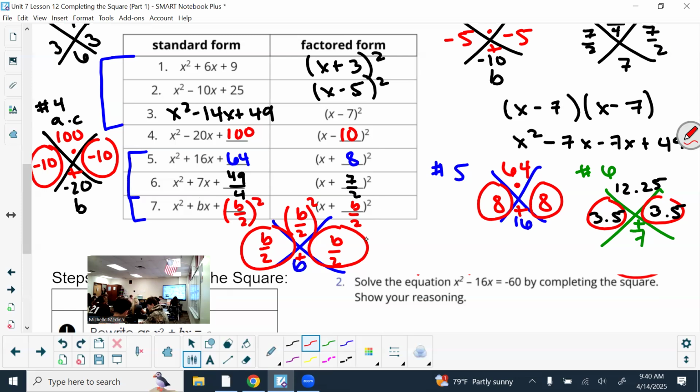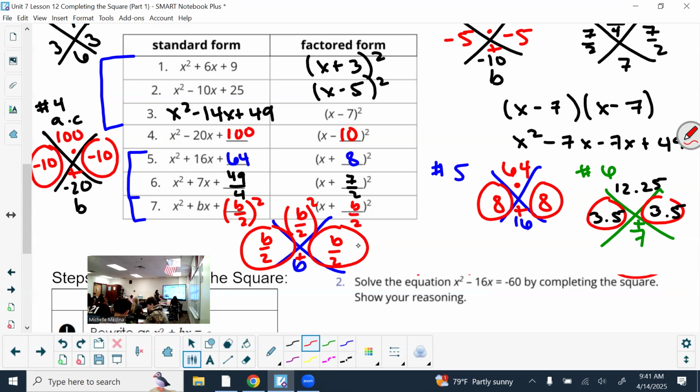This kind of helps you make a rule for yourself. If you were needing to add a number to both sides to complete the square, that's going to be a test question. It says what number needs to be added to both sides to complete the square. You would just take half of whatever B is, square it, and then you put it right there.